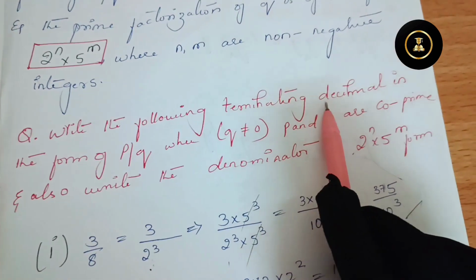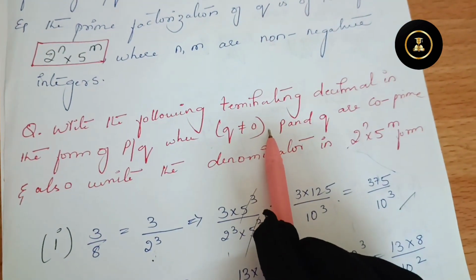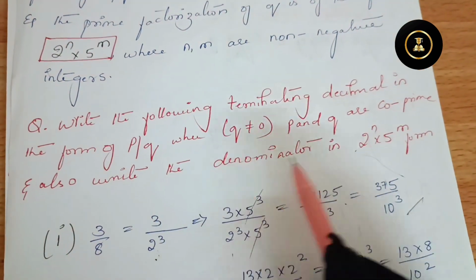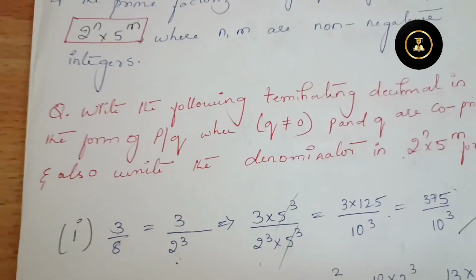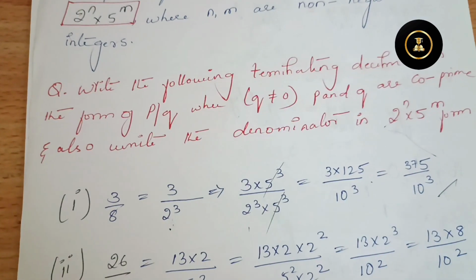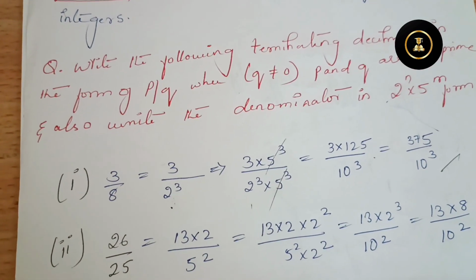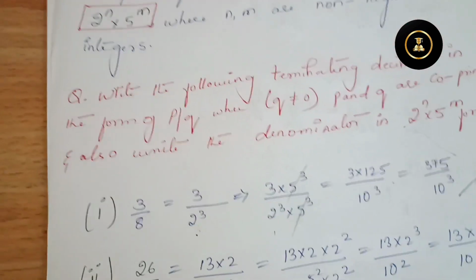write the following terminating decimal in the form of p by q, where q is not equal to 0 and p and q are co-primes. And also write the denominator in 2 to the power of n and 5 to the power of m form. So what we have to do, if they gave the p by q form, we have to simplify that and convert that q. That q, the denominator, is nothing but 2 power n into 5 power m. So first, the question is here.